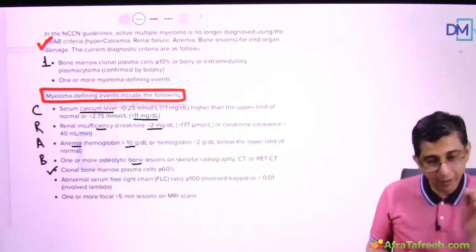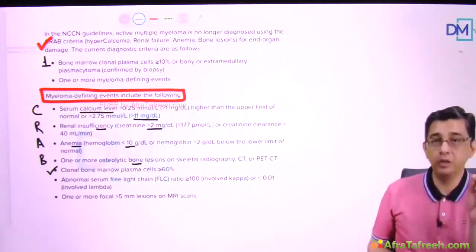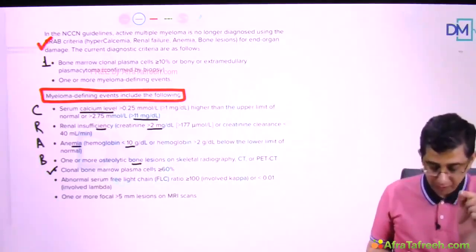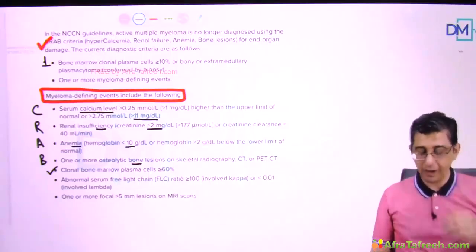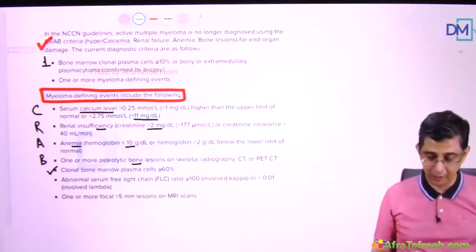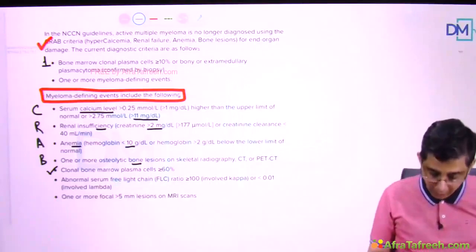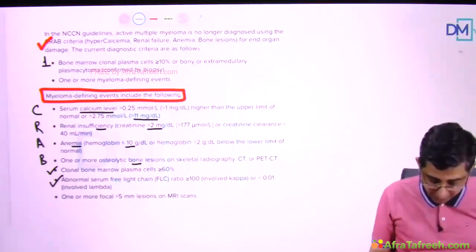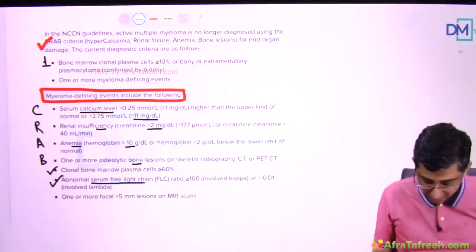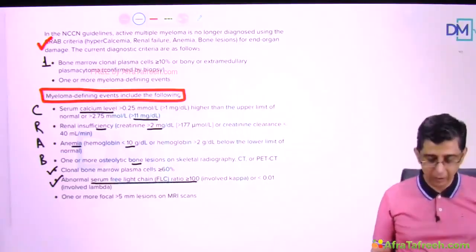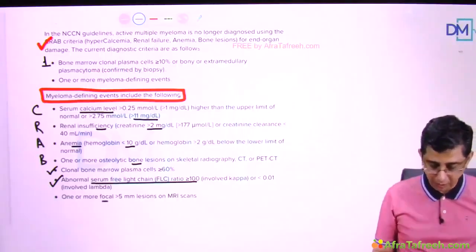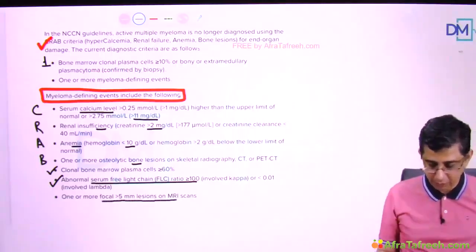So he says that if CRAB is not there and only in the bone marrow more than 60% cells are present, it could be taken as a myeloma defining event in a patient and can be used for diagnosis of this particular patient. Then is serum free light chain, that is what I was saying. Serum free light chain ratio more than 100, which could be kappa or lambda depending on whichever is being overproduced. And then a lesion on an MRI which is found to be more than 5 millimeters.